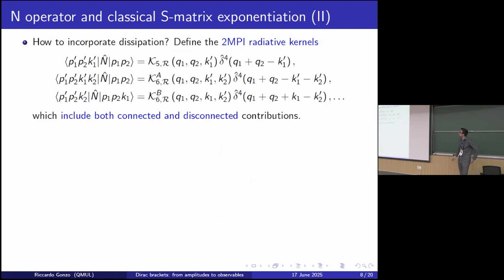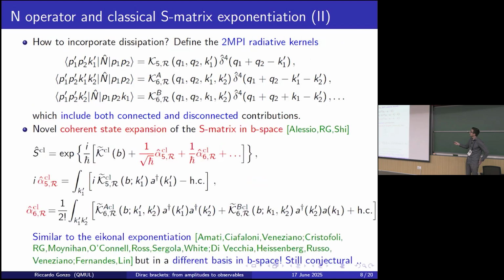So you can define some kernel. It's very important that there are connected and also disconnected contributions to this. It's very important to have the disconnected contribution of this 5-point and possibly 6-point kernel and beyond. I'm not going to discuss this 6-point much. I'll show how they look in the observables.